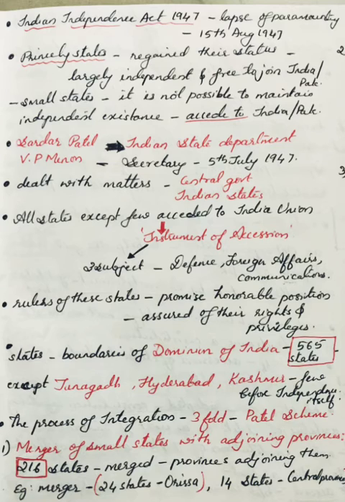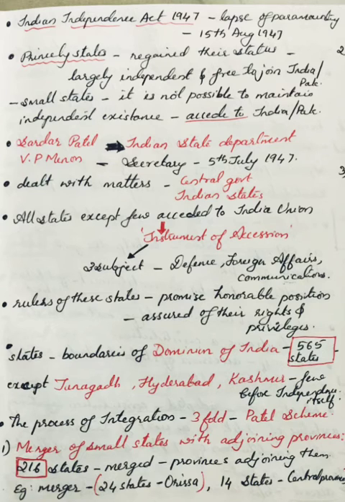So who got the freedom? The princely states got the freedom, or you can say they regained their status and became legally independent, free to join India or Pakistan. Soon the small states realized that it was not possible to maintain an independent existence and were willing to accede to India or Pakistan. They realized that it was impossible to stay as an independent princely state, so it was obligatory to join either India or Pakistan.